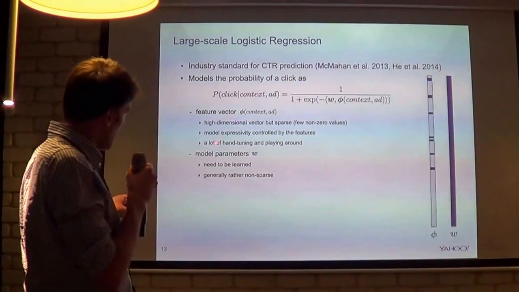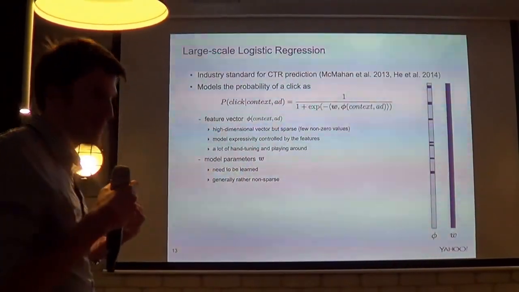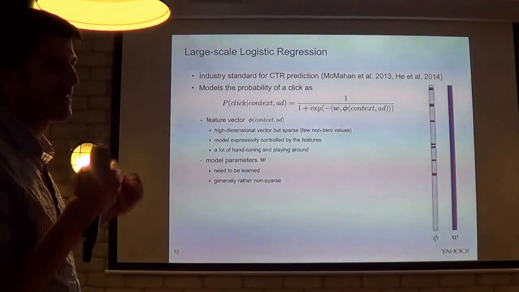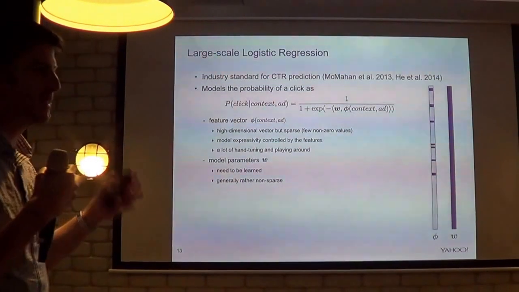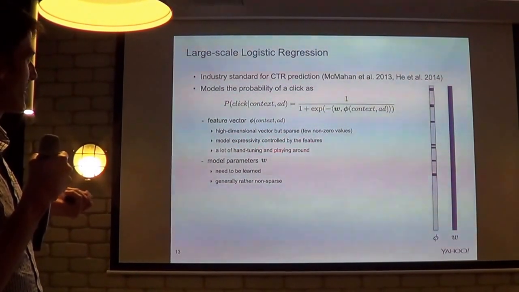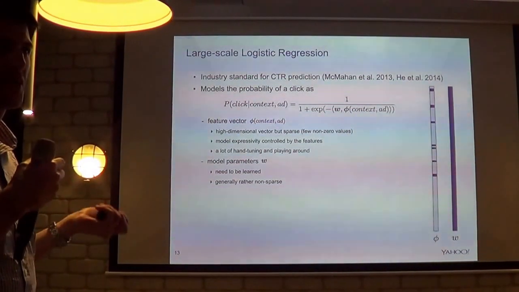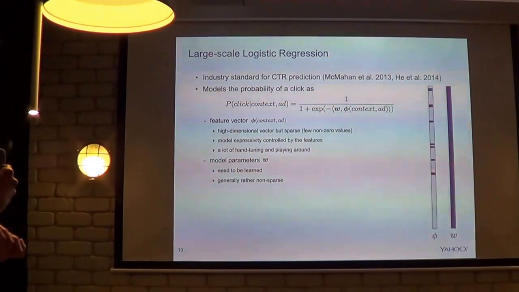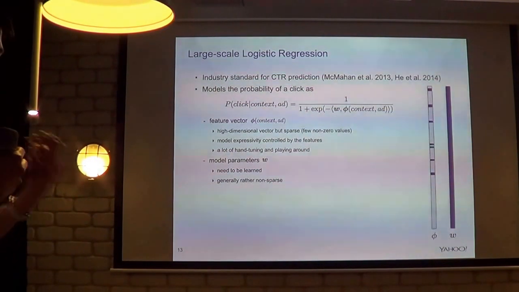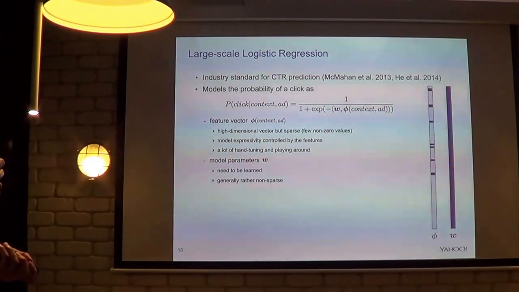So now, I would say most of the model expressiveness is controlled through these features. I mean, there's a lot of things you can optimize on learning and such, but at the end of the day, it really boils down to what you encode in these features. And that's why deep learning is possibly a good alternative, because they don't have to pre-specify everything.